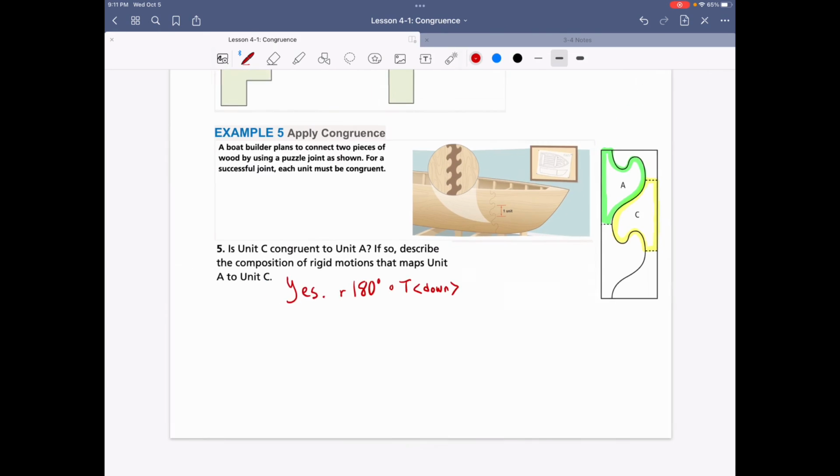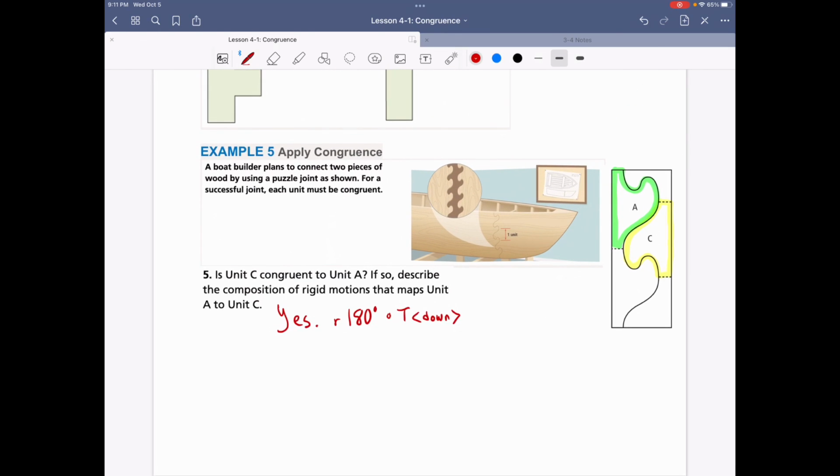And I believe that concludes our notes on section 4.1 congruence.